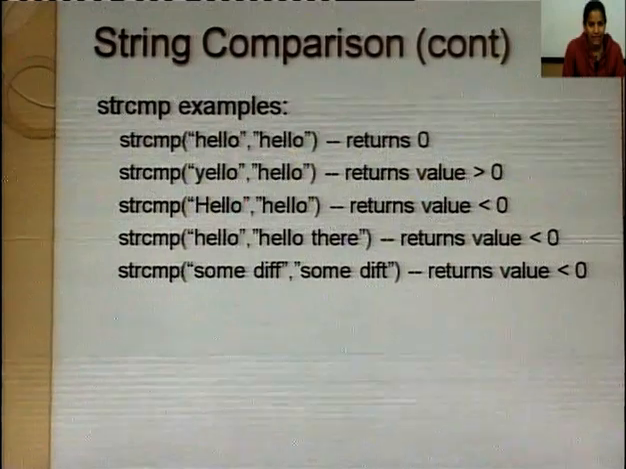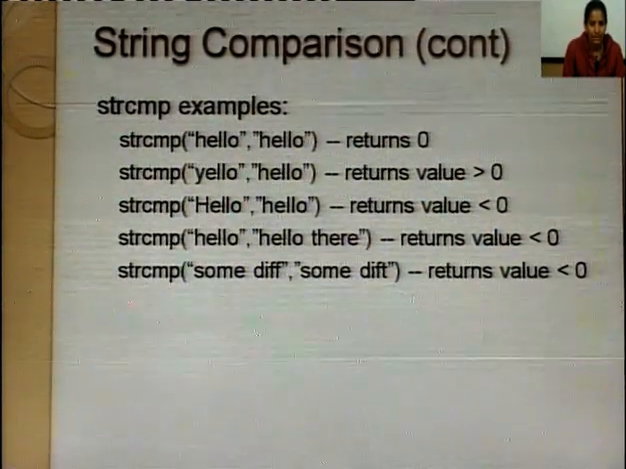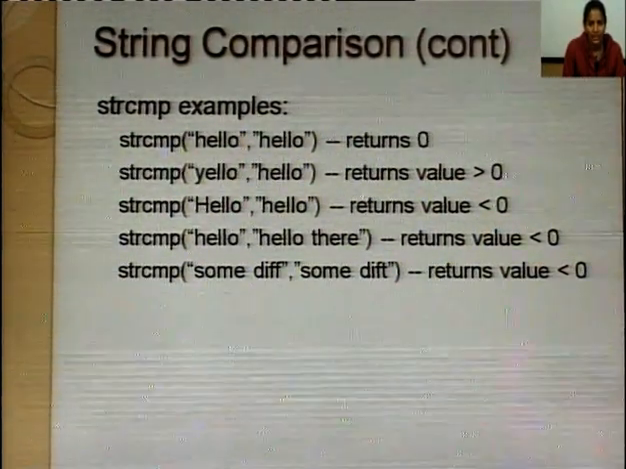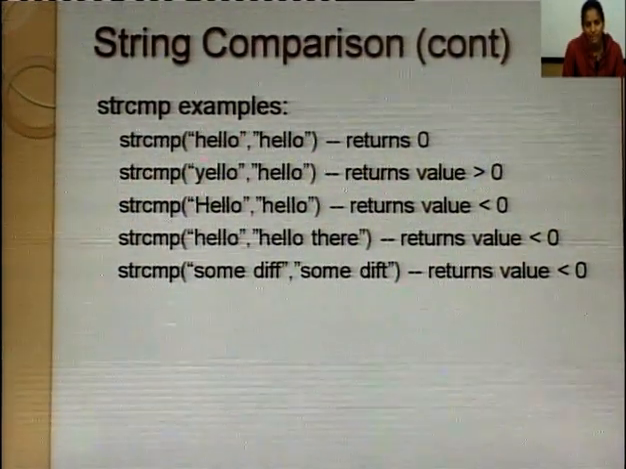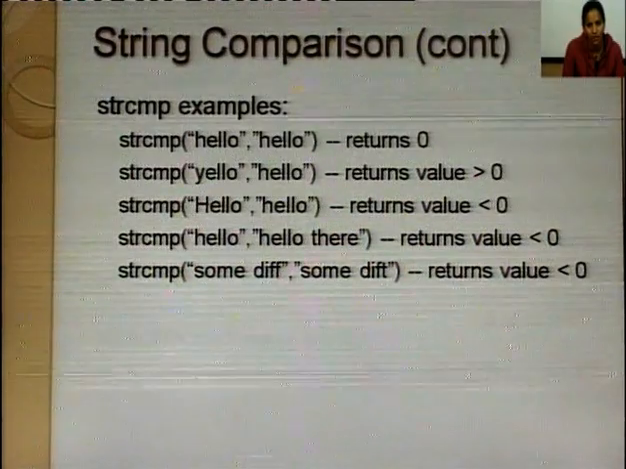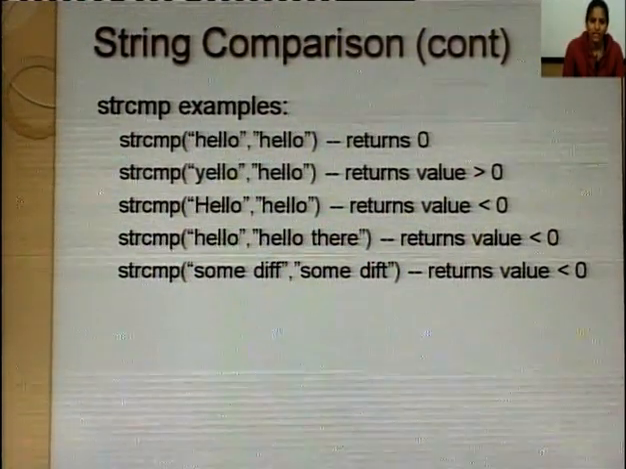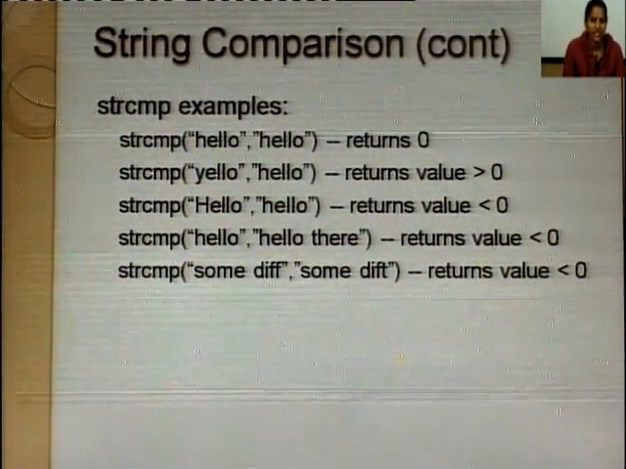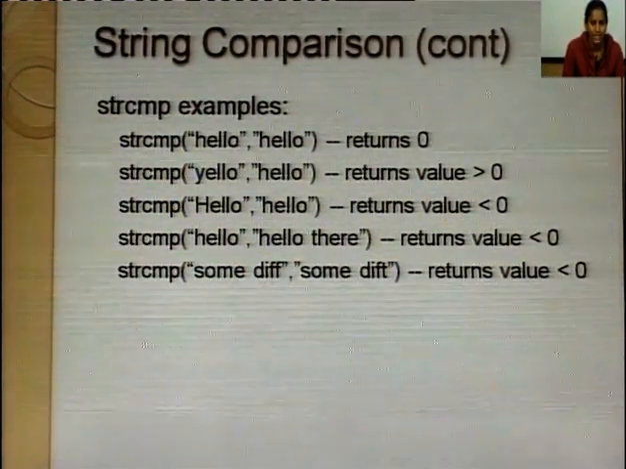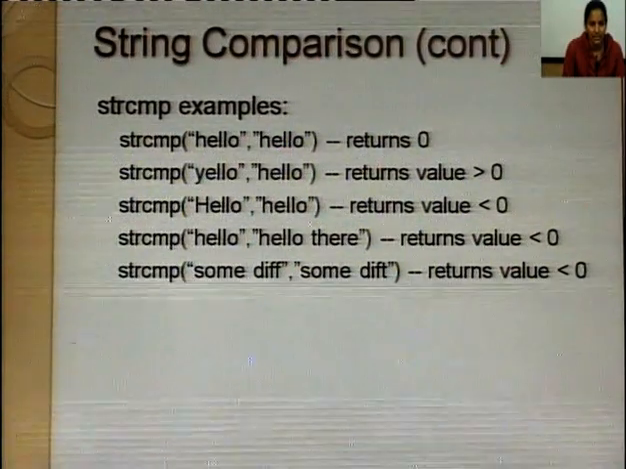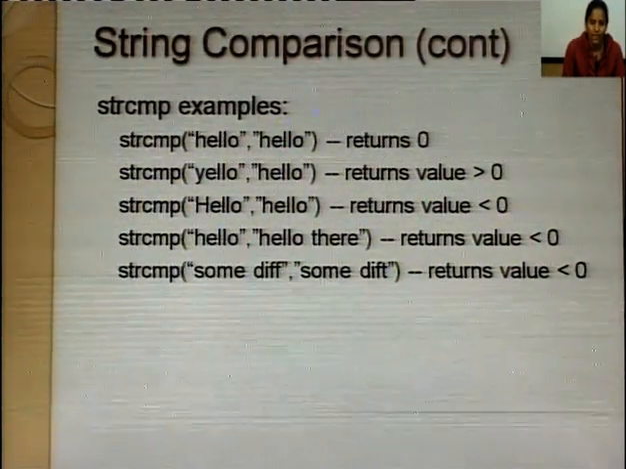In the next case, strcmp("Hello", "hello"). In this case the first string's H is capital and the second string's h is small, so the ASCII value of capital H is smaller than the small h, so it returns a value that is less than 0. In the next example, strcmp("hello", "hello there").